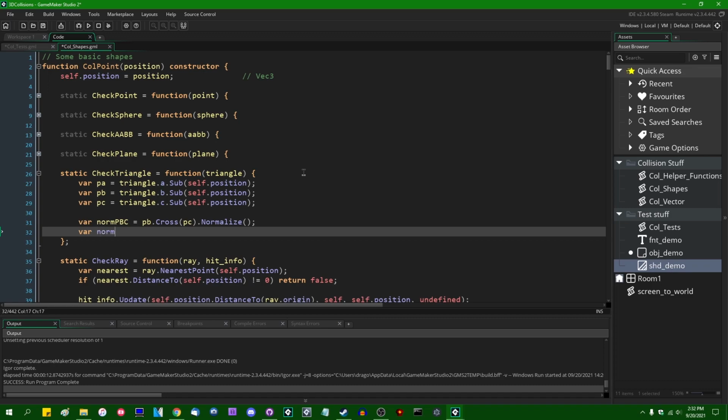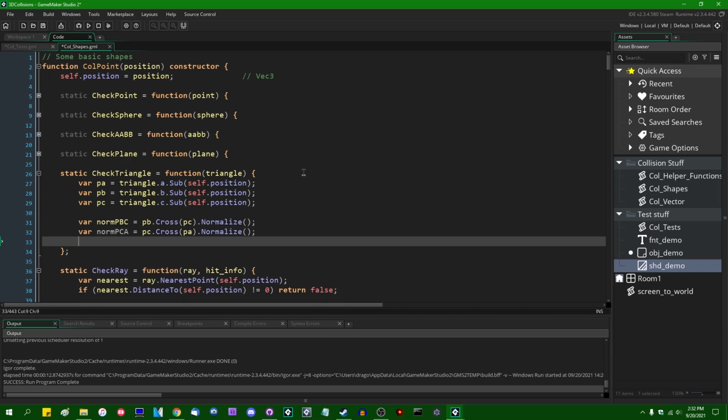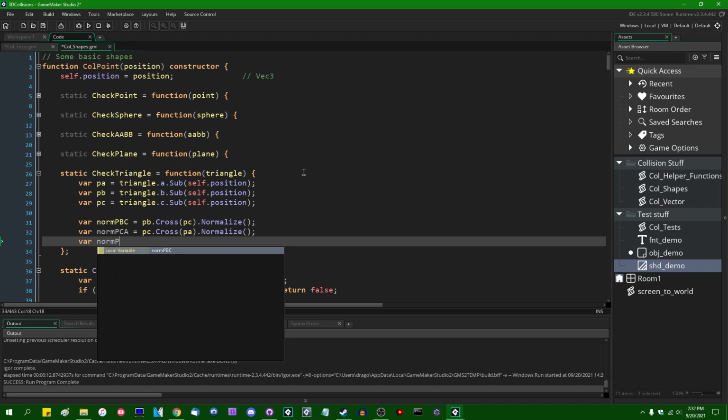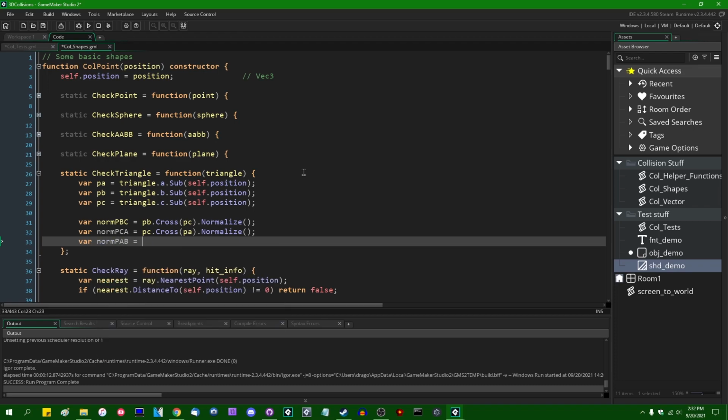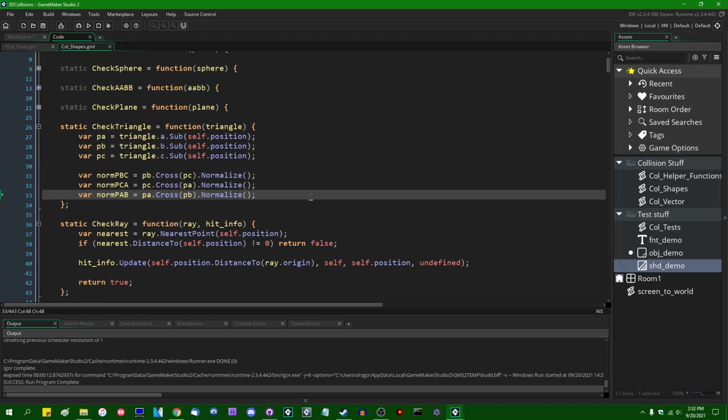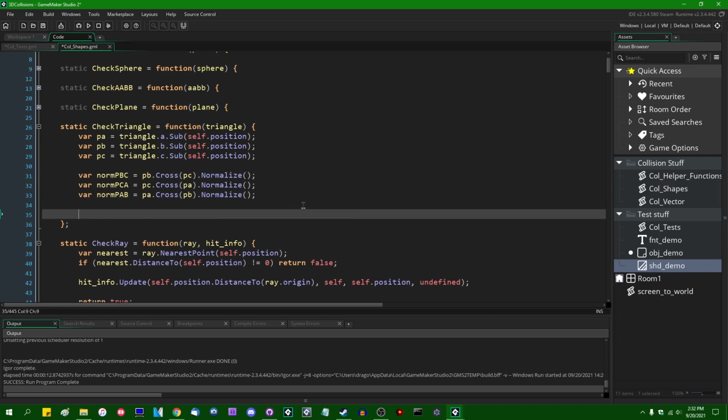Next, var normPCA is going to be PC.cross(PA). Normalize that. And lastly, var normPAB is going to be PA.cross(PB). Normalize that. I told you that we were going to be seeing a lot of this ABC triangle notation in Act 2. Next, let's compare the dot products.